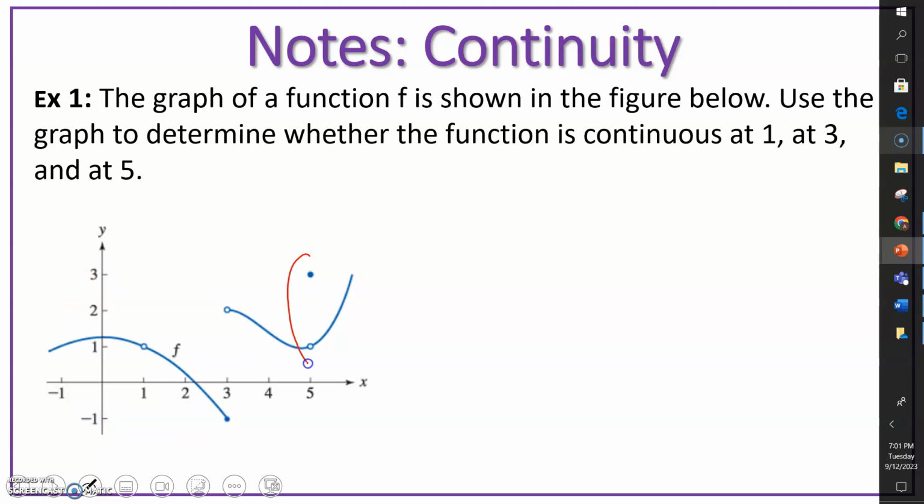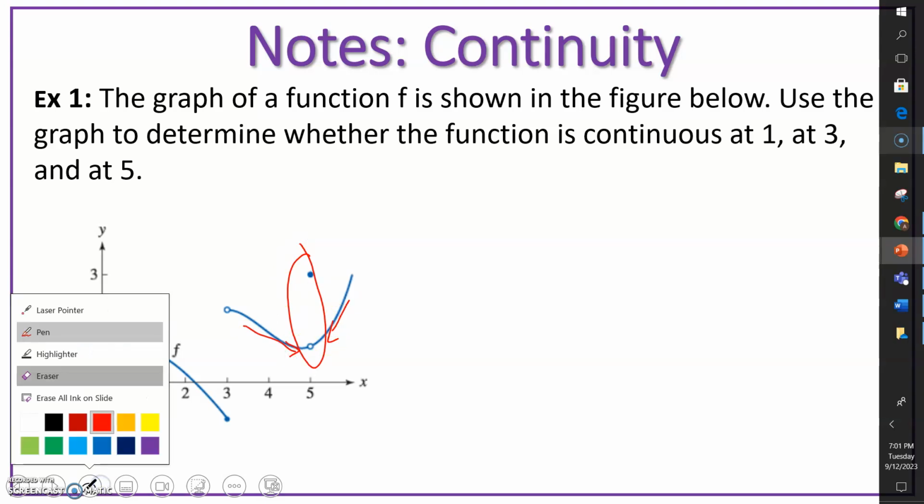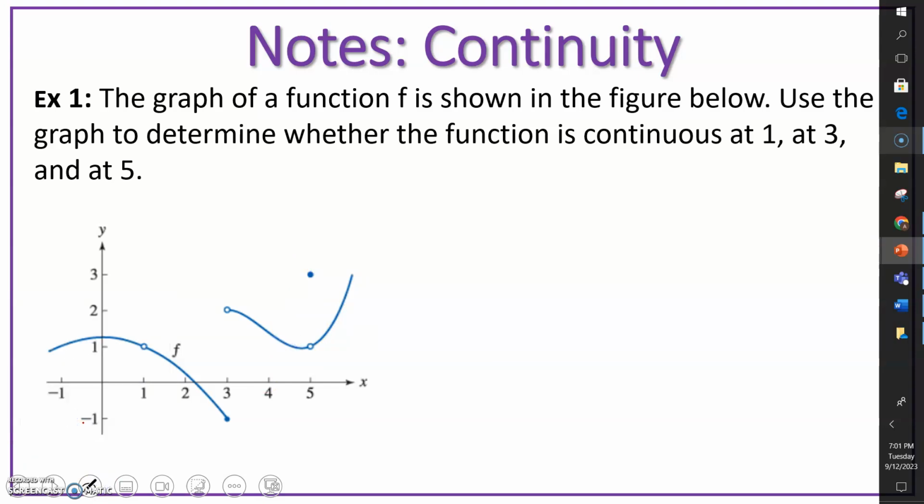Now at 5. At 5, the limit exists. From left and right, we approach 1. The function is in fact defined. We see that at f of 5, we get an output of 3. The problem is the limit is 1, but the function is defined at 3, thus discontinuous at 5.